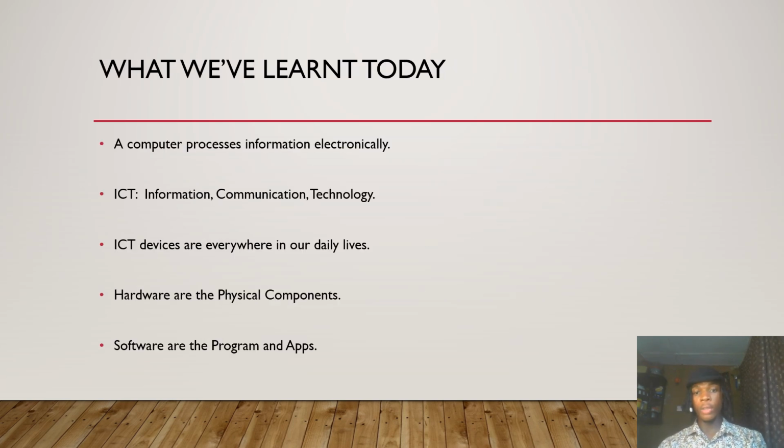So we've got to the end of the class, and what have we learned today? We've learned that a computer processes information electronically. It basically receives information from the user, processes it, and gives it out as information. ICT stands for Information Communication Technology. Do you understand? Information is what you want to share, communication is how you share it, and technology is what you use to share.